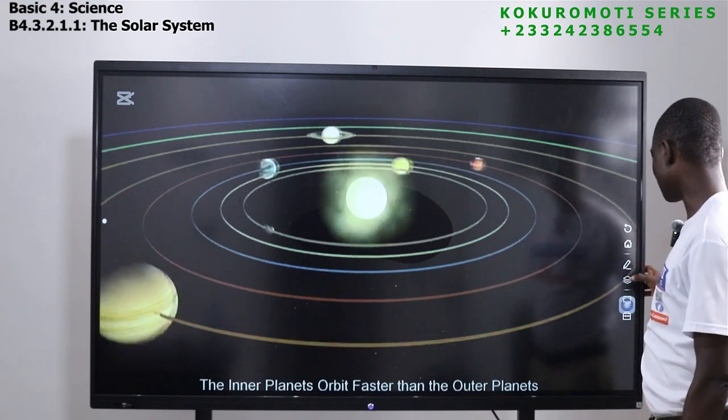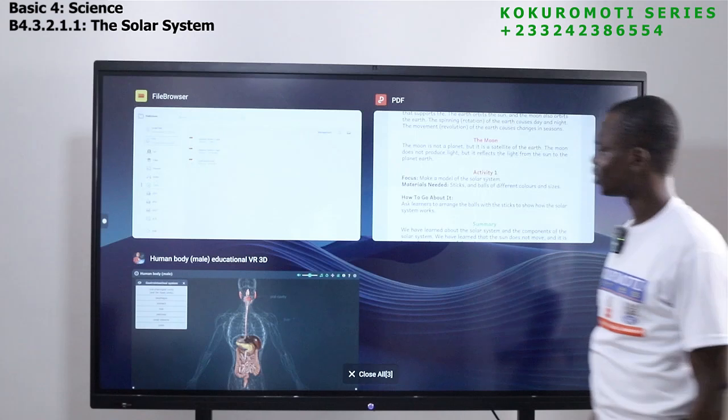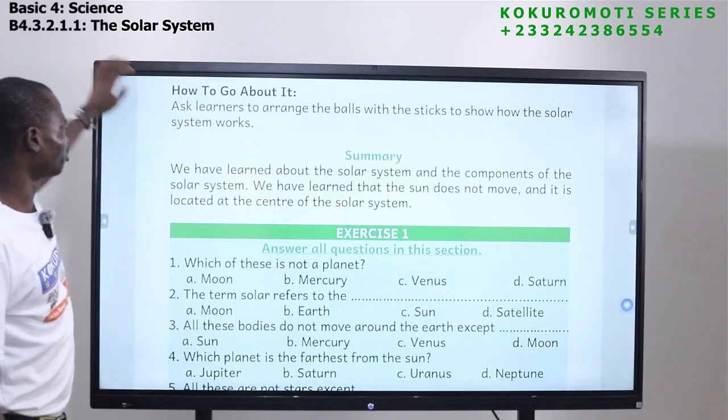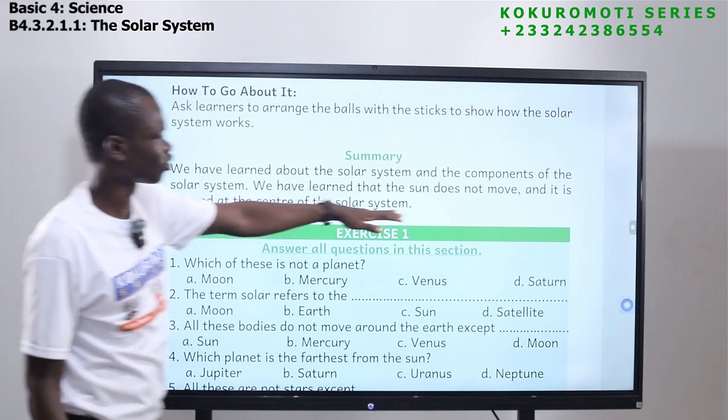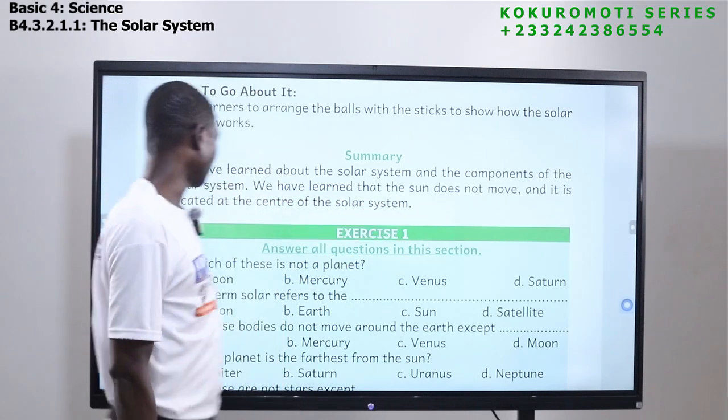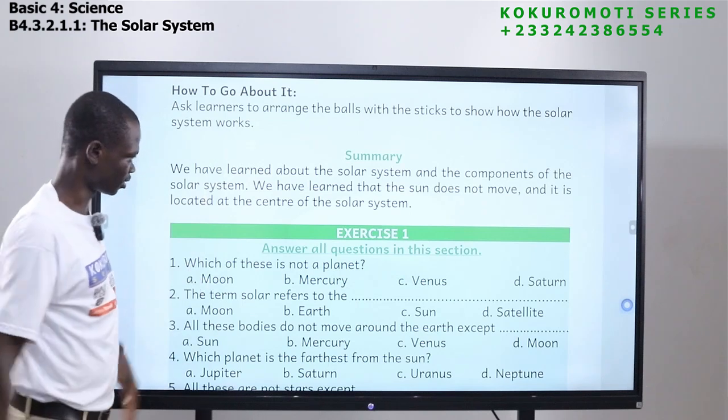So we are going back. Now, we have learned about the solar system and the components of the solar system. We have learned that the sun does not move. It is located at the center of the solar system.